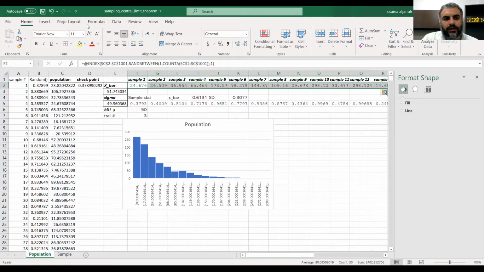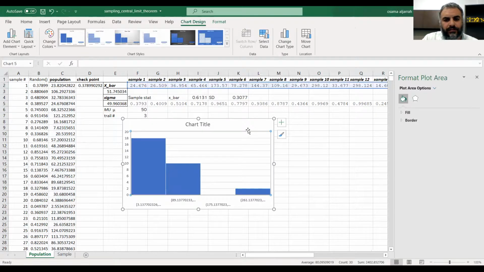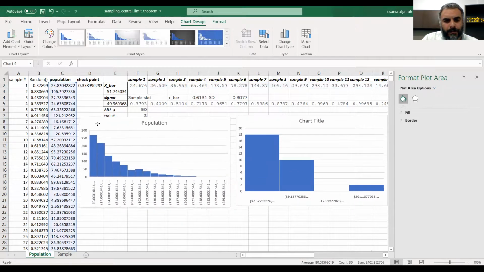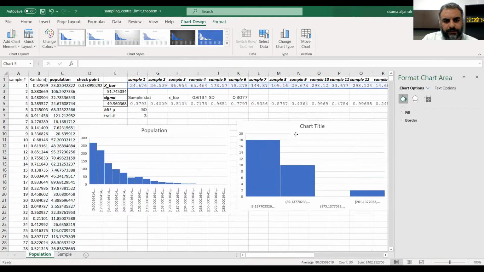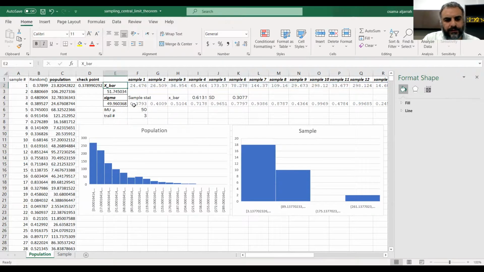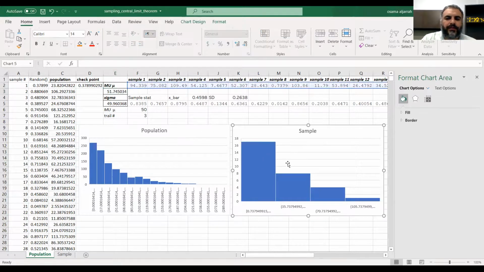and then go again to insert and draw the histogram for it. So this is for your sample. Sorry, this should also not be X bar. So this should be mu. And this is also the original signal. So this is mu.